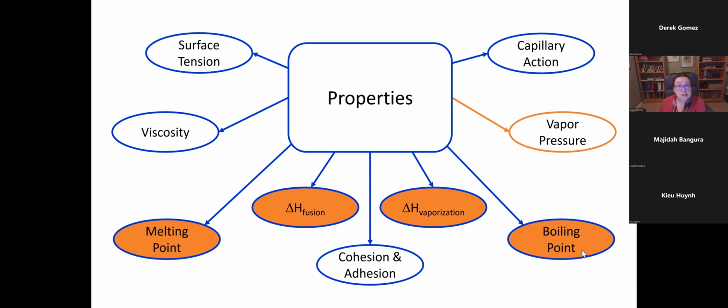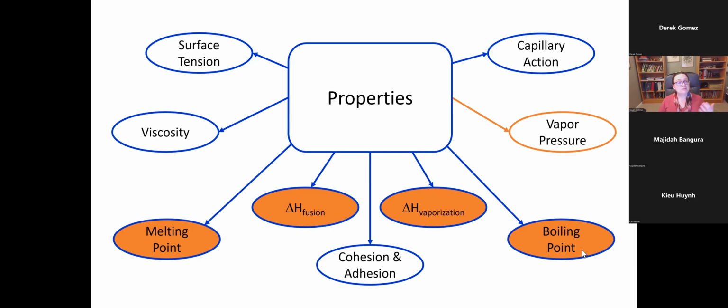Delta H fusion, that's the enthalpy change for the melting process, for going from a solid to a liquid. Delta H of vaporization, we just kind of saw with the vapor pressure, it's the enthalpy change for the vaporization process, going from liquid to gas. And the boiling point, which we've mentioned a few times now: what temperature do we have to get to for those molecules to all leave the liquid phase?